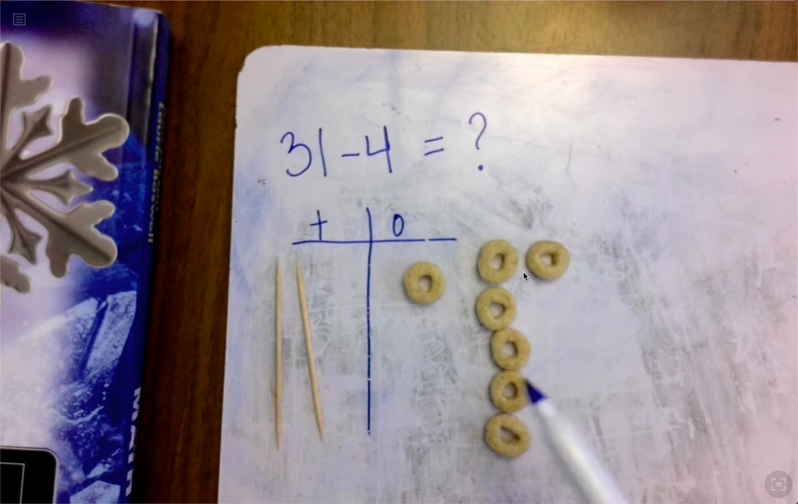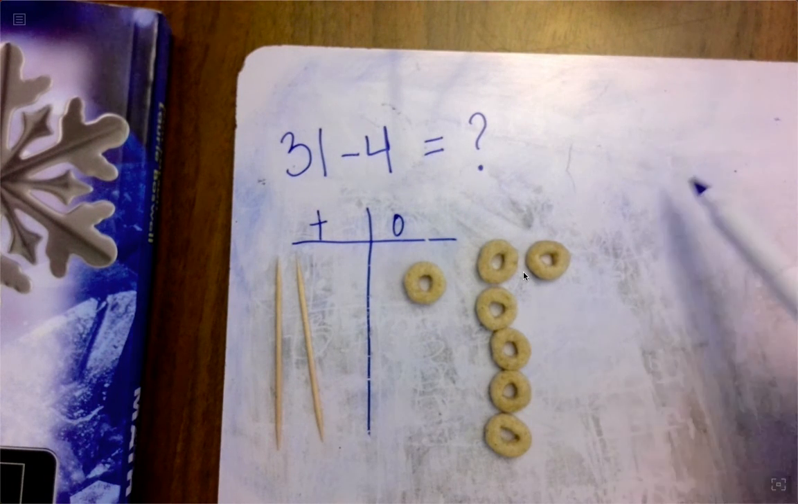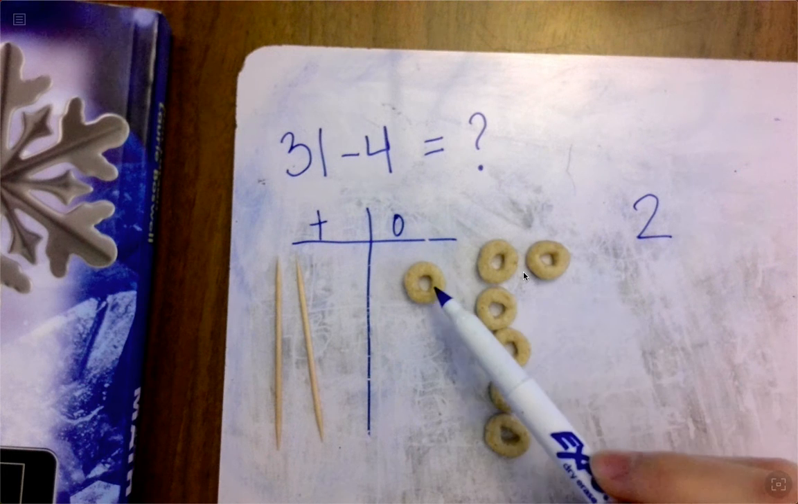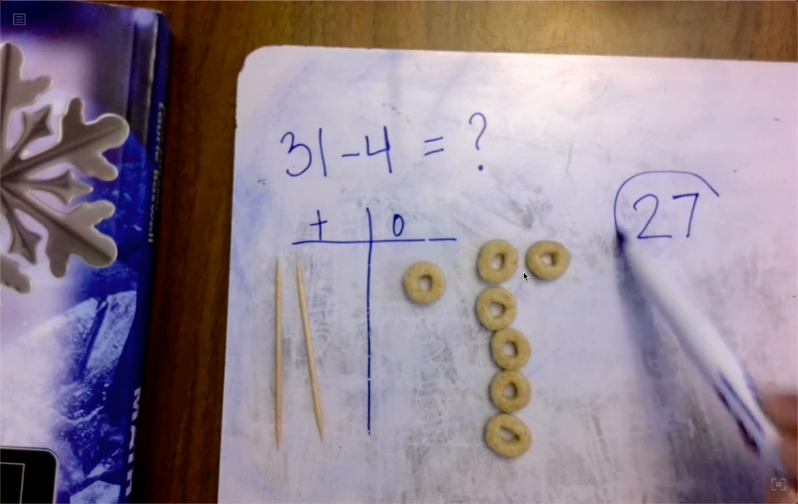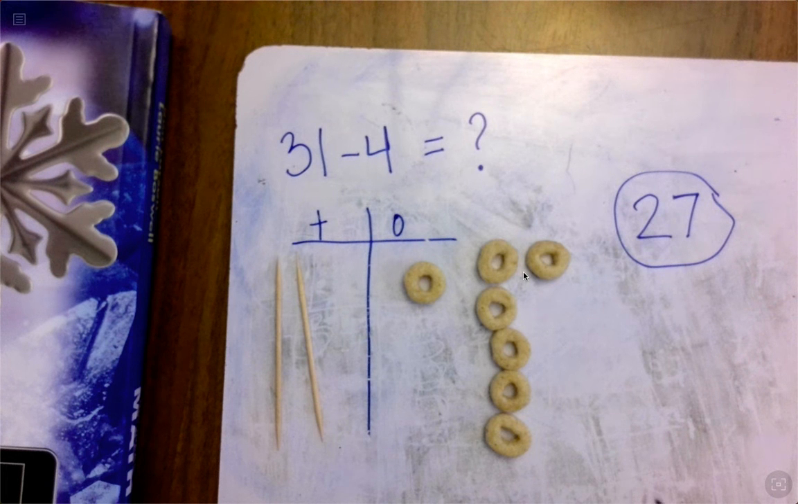Okay, so now I have 2 left. 1, 2, 3, 4, 5, 6, 7. So 27. Okay, so if I'm going to go back to the actual problem, let's go back to the problem. Okay, so hopefully this part makes sense. Okay, because this is like yesterday.